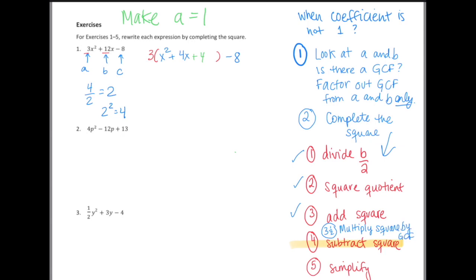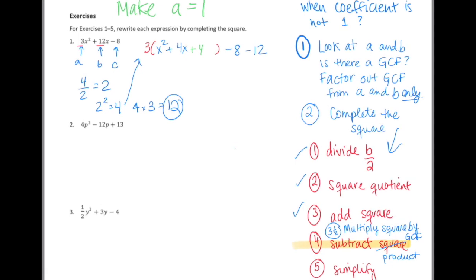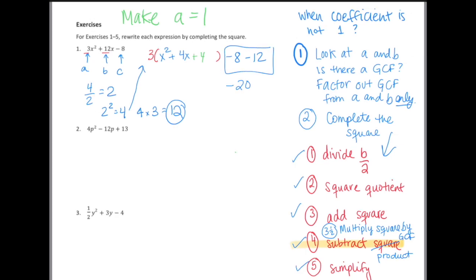However, in order to keep this expression balanced and equal to the original expression, I have to do something else. I'm going to multiply my square, in this case the 4, times the GCF that I factored out. That's going to give me a 12. And then I'm going to subtract the 12, and all this happens outside of the parentheses. The reason I'm subtracting it is so that I can keep the equation balanced. But for right now, let's just worry about the steps.